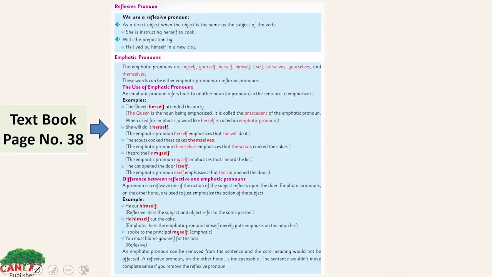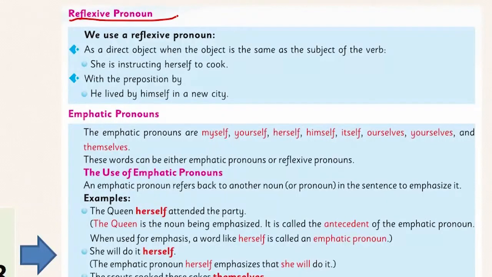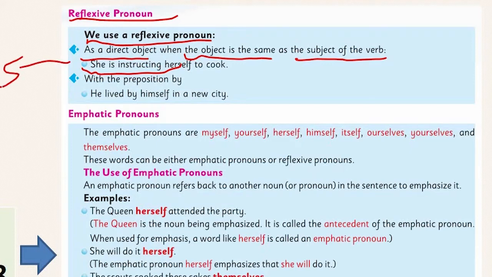I hope you are familiar with both these pronouns because we have learned the concept of both in your previous class too. The reflexive pronoun: here we use a reflexive pronoun as a direct object when the object is the same as the subject of the verb. As you can see, she is instructing herself to cook. She and herself are the same person. She is the subject here and herself is the object here.